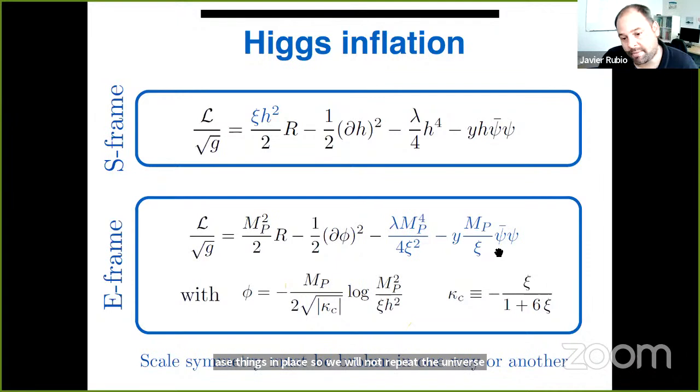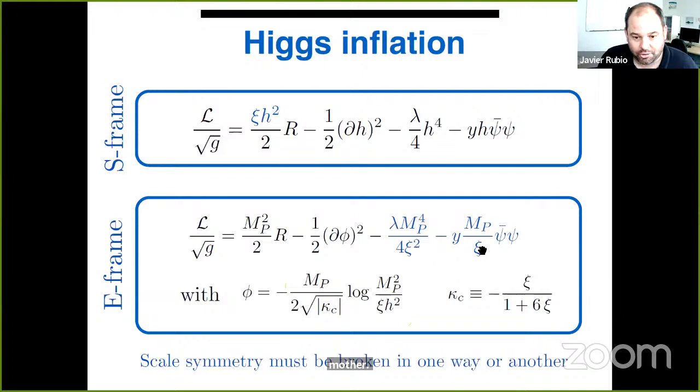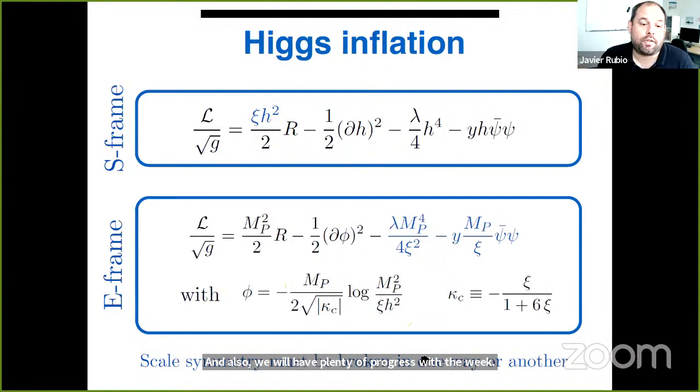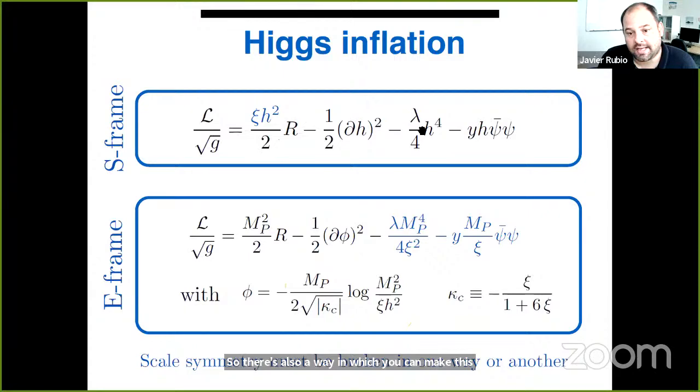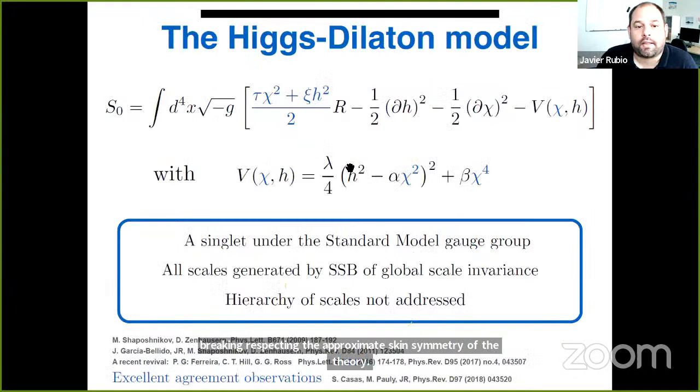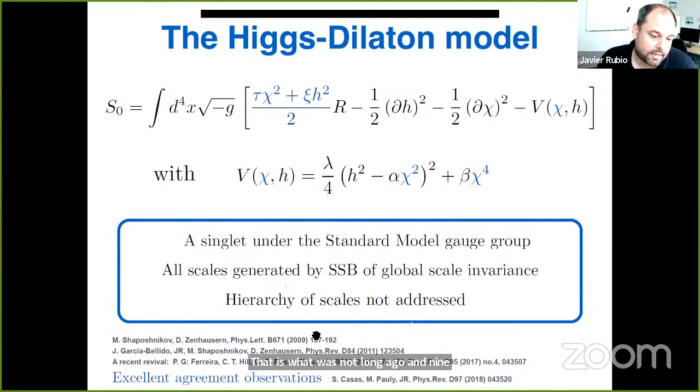And also, of course, we will have plenty of problems with electroweak physics. So the symmetry must be broken in one way or another. The usual way that we have seen in the previous talks is introducing a Planck mass via the non-minimal coupling to gravity. But there's also a way in which you can make this breaking respecting the approximate scale symmetry of the theory. Indeed, that is what was proposed long ago, in 2009, by Shaposhnikov and Zenhäusern, and then studied in detail by myself and collaborators.